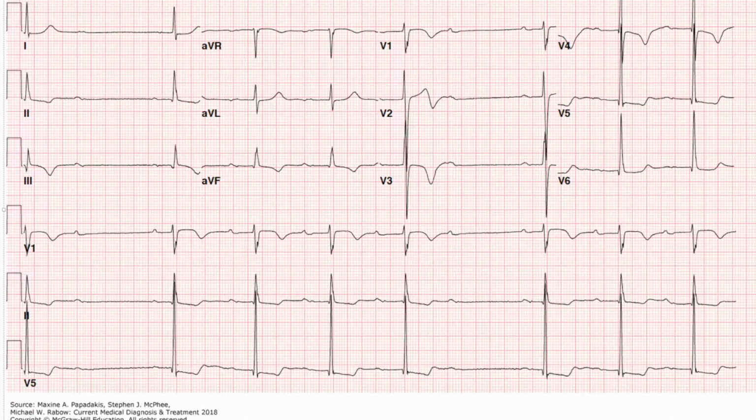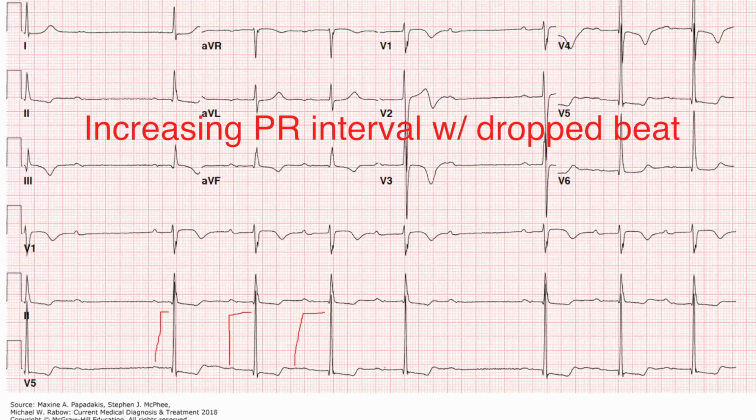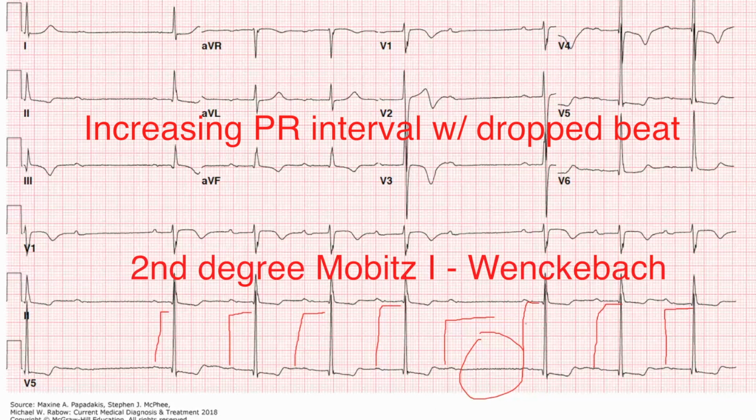Moving on here, I've got a PR here, slightly longer PR here, slightly longer PR there, and again as it goes until the PR becomes a dropped beat, and then it resets itself to a shortened PR, which then continues to get longer and longer. So longer PR interval, dropped beat, that makes it a Wenckebach or a second degree type 1.